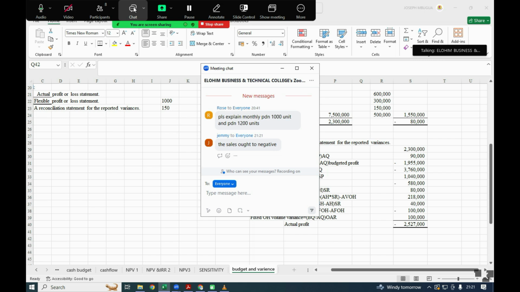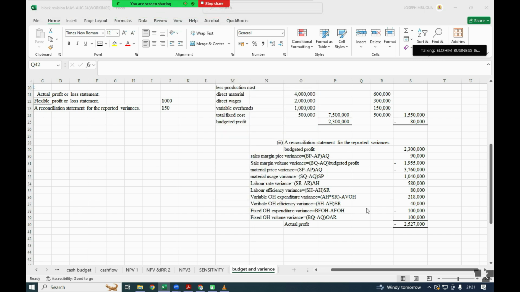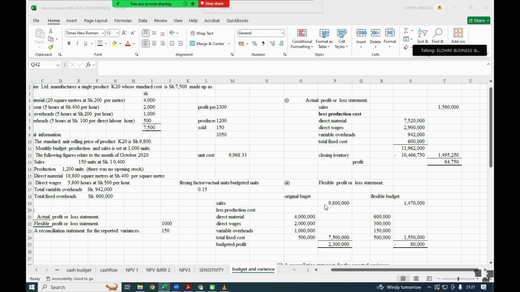Yeah, the sales ought to be negative. Okay, so they are not negative because we are basing on sales. All the sales were positive, they were not negative. The only thing is that what we had here was 1560.